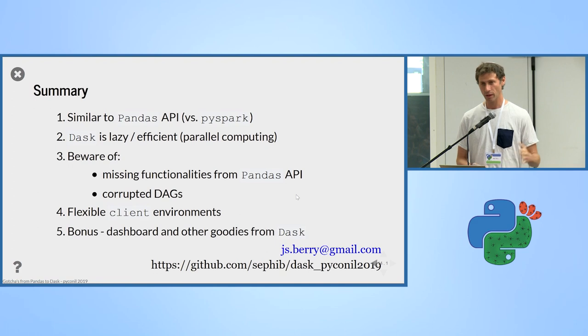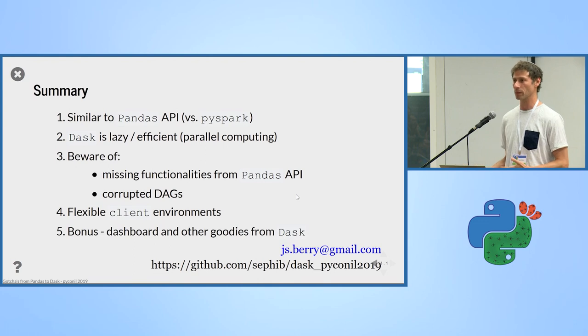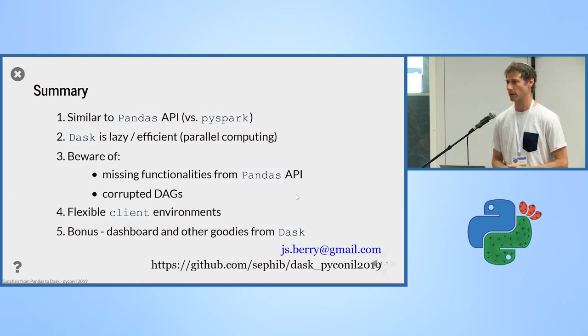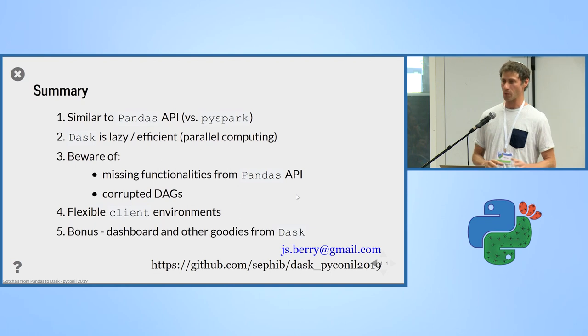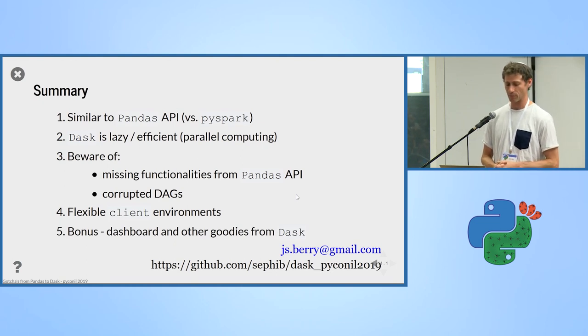So in summary, I think you could see that DASK and Pandas are very similar, especially if you want to do some parallel computing and you're not coming from Spark. So this is a very valid option. DASK is lazy and efficient, and you have to remember that and understand the various issues that can arise from that. Although it's similar to Pandas, it doesn't have all the functions that Pandas has. And you have the documentation as well.